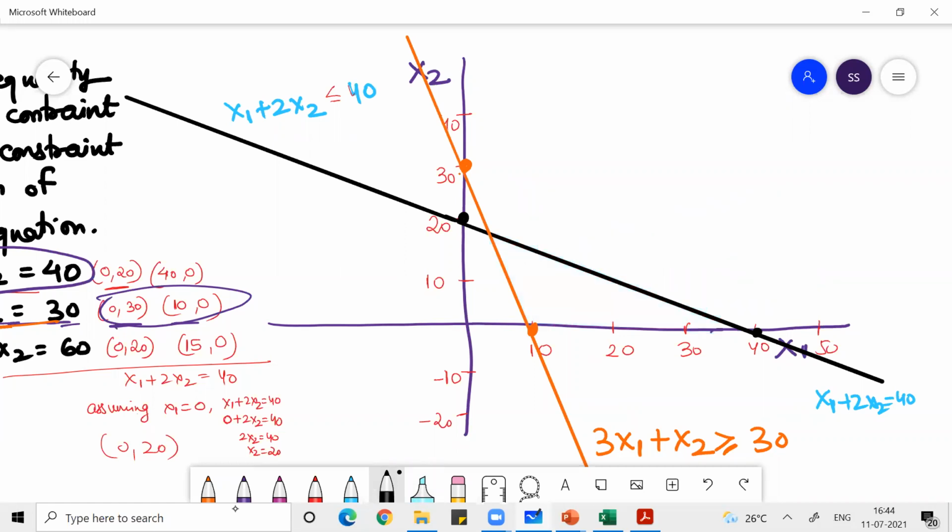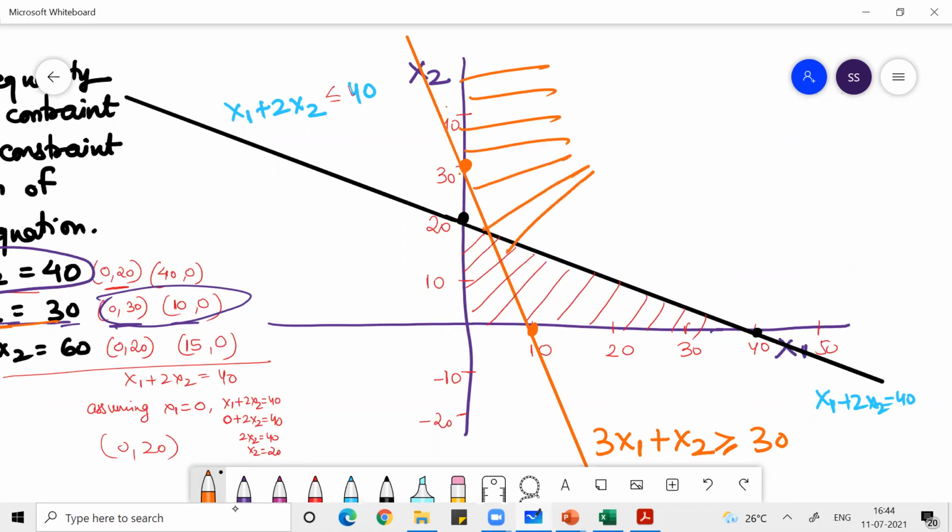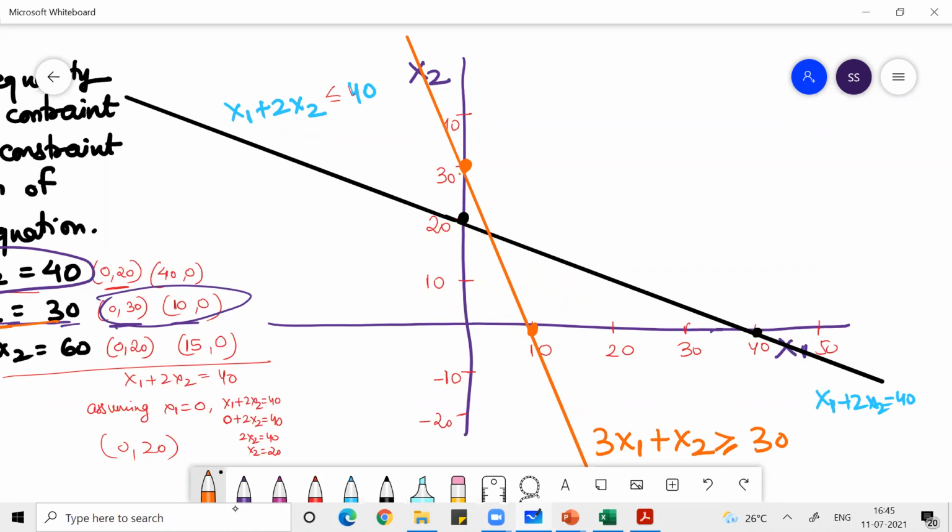Because the first line was like this. This is the area for the first line. And for the second line, what is your area? For the second line, this is your area. So what is the area common between the first two lines? Just think that way. Clear? Can I go ahead? Yes, sir.